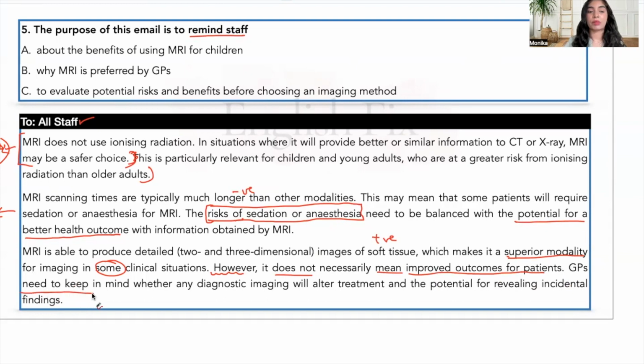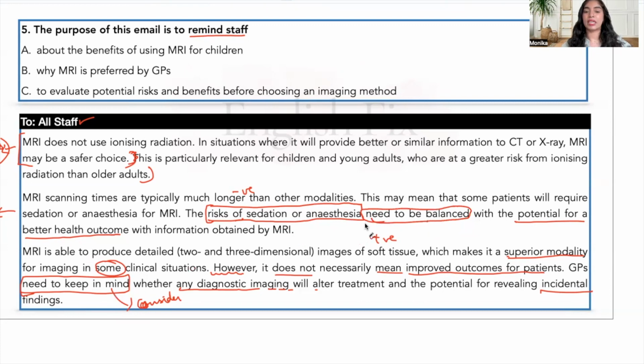GPs need to keep in mind, that means this is something they should not avoid, carefully consider whether any, not just MRI, whether any diagnostic imaging will alter, means change, the treatment, and the potential for revealing incidental findings. Incidental findings are the findings which you did not actually expect to get, but after getting the result from the imaging, maybe you found something really relevant that could help the patient. So again, they are saying that you need to consider this, you need to balance this.